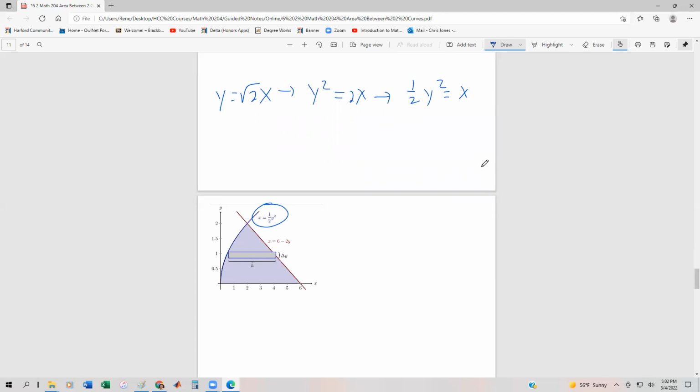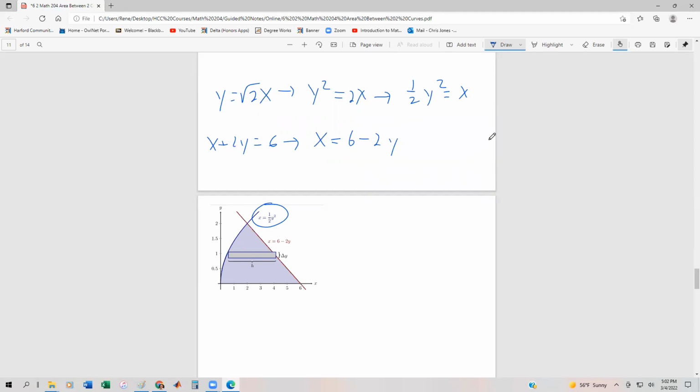So basically what we want to do is solve each of the given functions in terms of y to get a function x equals something in terms of y. Remember we had x plus 2y equals 6. If we solve that for x, this one's pretty easy. X equals 6 minus 2y.